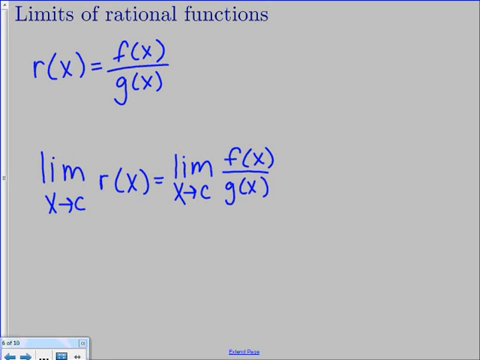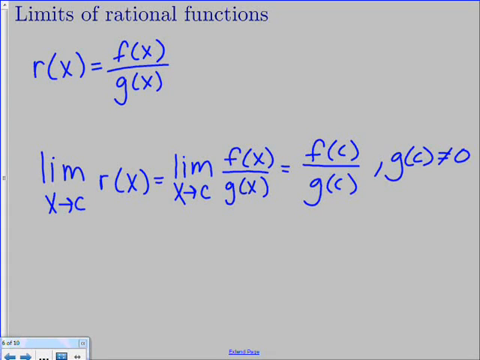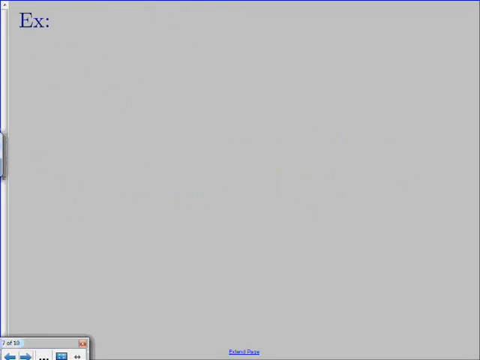And just like before, when we plugged our c value into the polynomials, we're going to do the same thing here. So the answer here is going to be f of c over g of c. But just like on that page where we talked about the limit properties, this is only true as long as g of c does not equal 0, because we want to make sure our answer is defined. So we don't want to have a 0 in the bottom of our fraction and make it undefined.